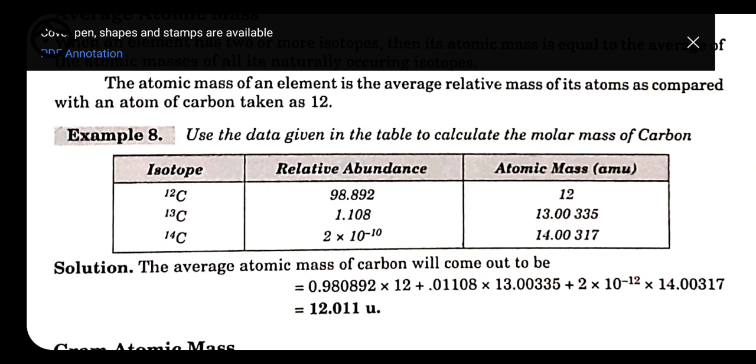Next we have carbon 14, that is 2 into 10 to the power minus 12. This is the percentage in which it is found. So we have to multiply it with the atomic mass of carbon 14, that is 14.00. So finally on calculating this, we will get the relative atomic mass, which is 12.011.